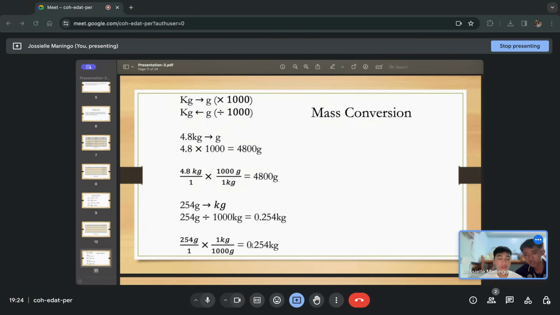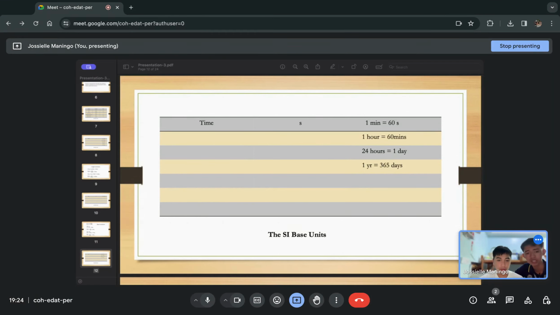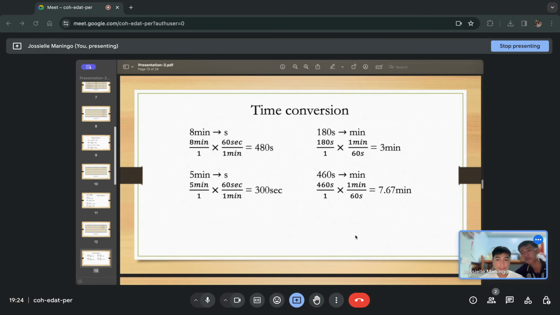equals 0.254 kilogram, guys. And this is time: 1 minute is equal to 60 seconds, 1 hour is equal to 60 minutes, 24 hours is equal to 1 day, and 1 year is equal to 365 days. This is a time conversion example.